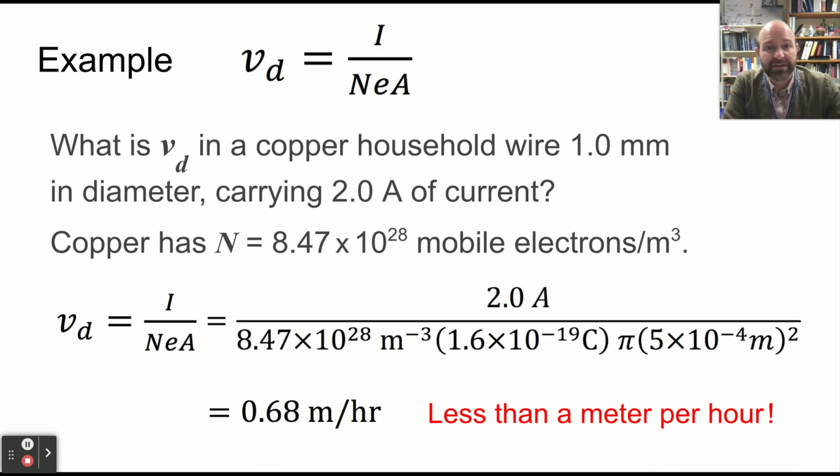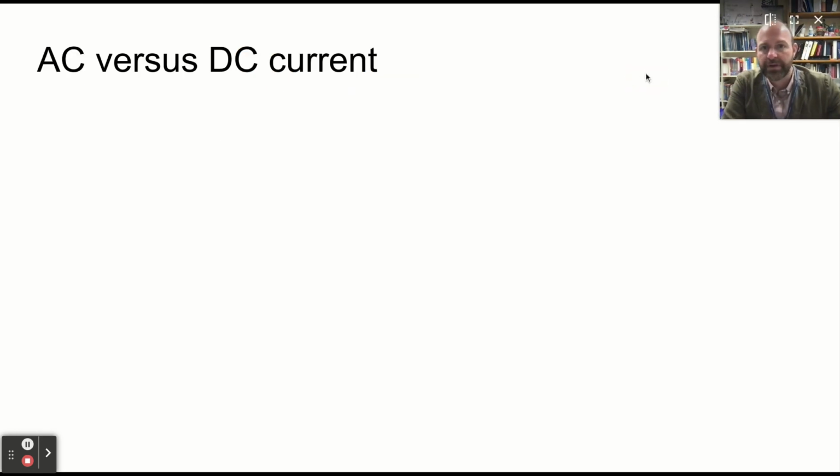So you leave a light switch on carrying 2 amps of current, which is decently large amounts of current, not huge, so you're not going to trip a circuit breaker, but it's certainly there. And the electrons won't even move a meter through that wire in an hour.